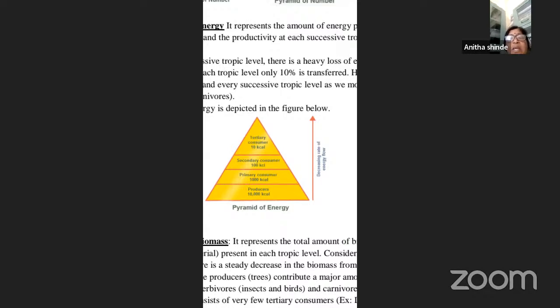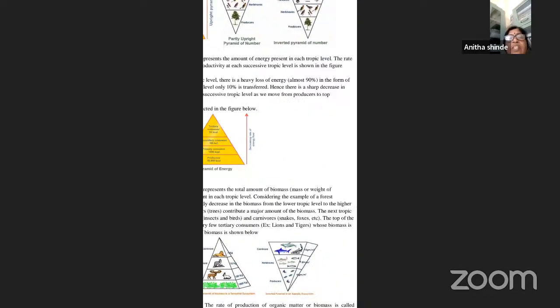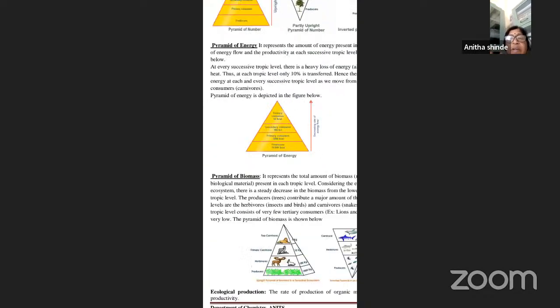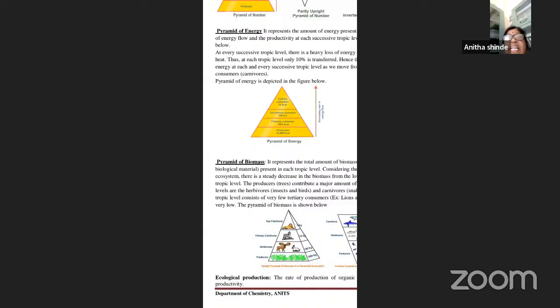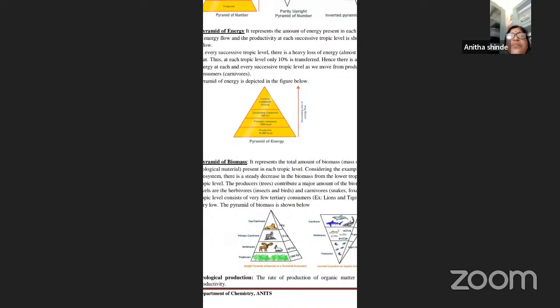Pyramid of biomass. Now, it represents the total amount of biomass, or the weight of the biological material present in each trophic level. Weight of biomass. So considering the example of a forest ecosystem, there is a steady decrease in the biomass from the lower trophic level to the higher trophic level. So the producers are the trees, they contribute a major component of the biomass.